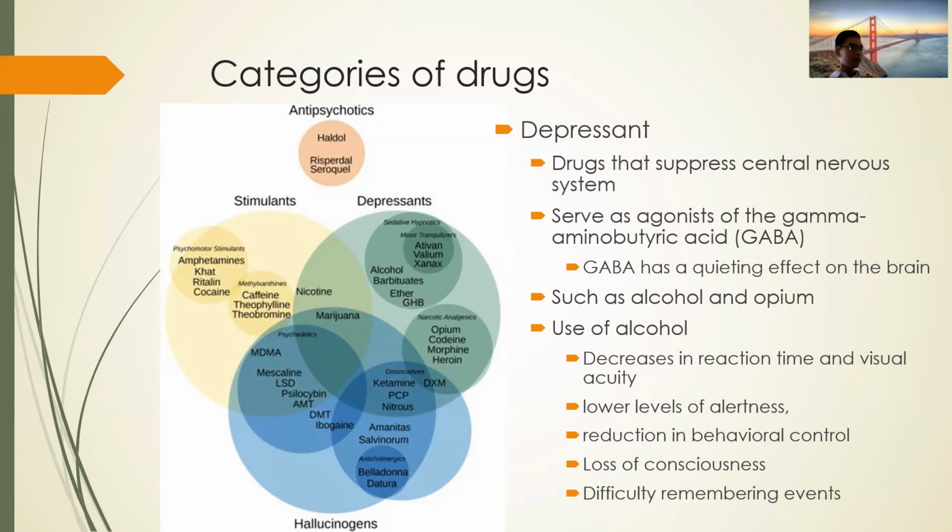So you can understand depressants as like an extra amount of GABA. Two very famous examples: one is alcohol, the other is opium. So when people take a lot of alcohol, when we drink a lot of alcohol, there are decreases in reaction time and visual acuity. So they need a longer time to react to the changes in the environment. And there are low levels of alertness.